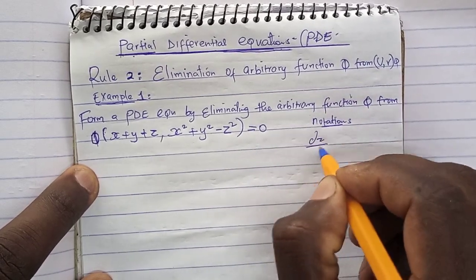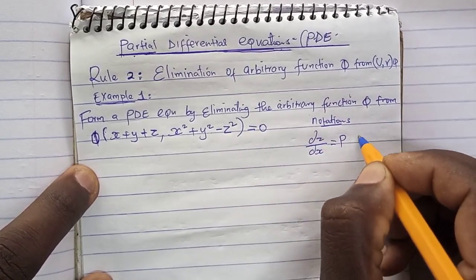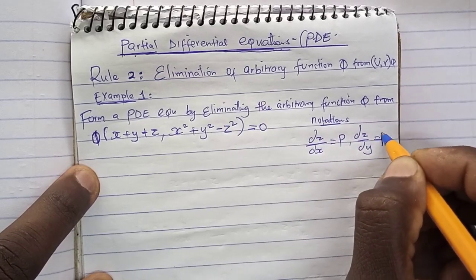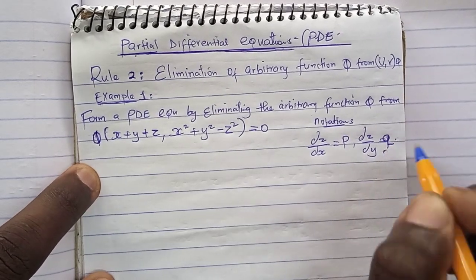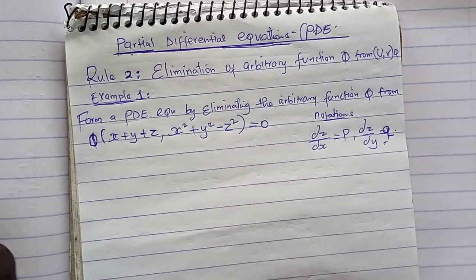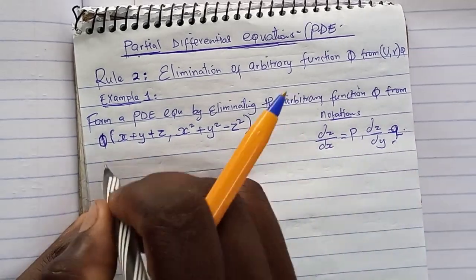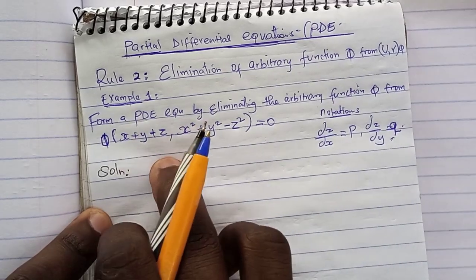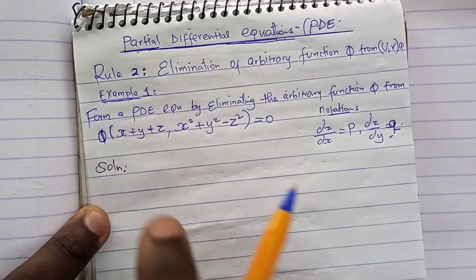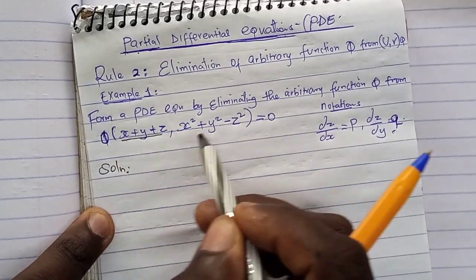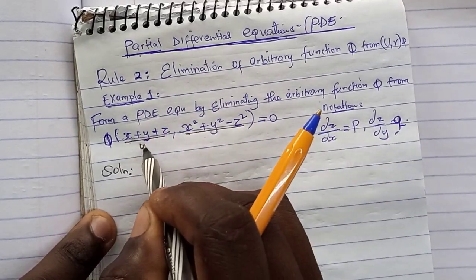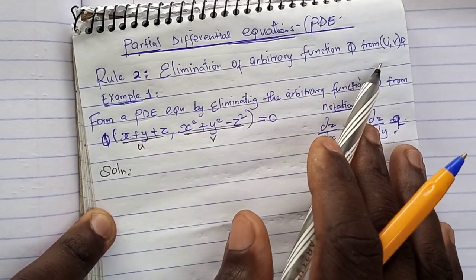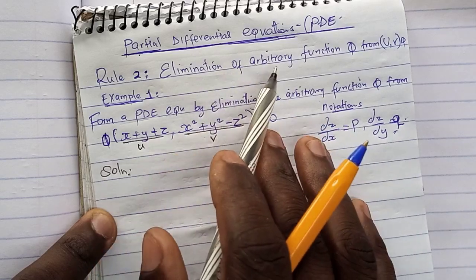We have partial z, partial x gives us p, then we have partial z, partial y should give us q. So these are things you should know at your fingertips. Now our solution for this equation. The first thing you must know in this equation, you must identify your u and v. So our u will be this part, then our v will be this part. So this is our u, v, of which you have been told u and v are functions of x, y, and z.